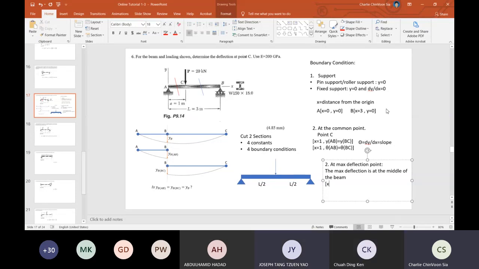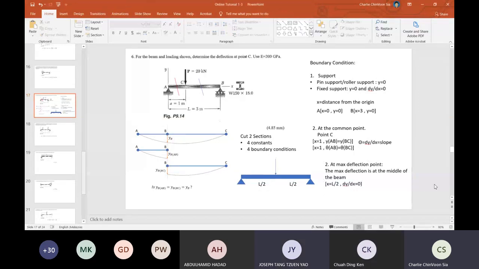So when x equals L over 2, for this case only, and not this one, not about this question, so when x equals L over 2, dy over dx equals 0.